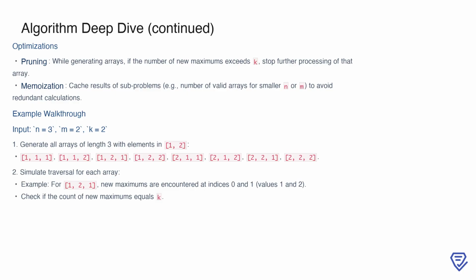First, you generate all possible arrays of length 3 where each element is in the range 1, 2. These arrays include 1,1,1, 1,1,2, 1,2,1, 1,2,2, 2,1,1, 2,1,2, 2,2,1, and 2,2,2. Next, you simulate the traversal for each array and count the new maximums. For instance, in the array 1,2,1, new maximums occur at indices 0 and 1, corresponding to values 1 and 2. You then check if the total count of new maximums matches the target k.